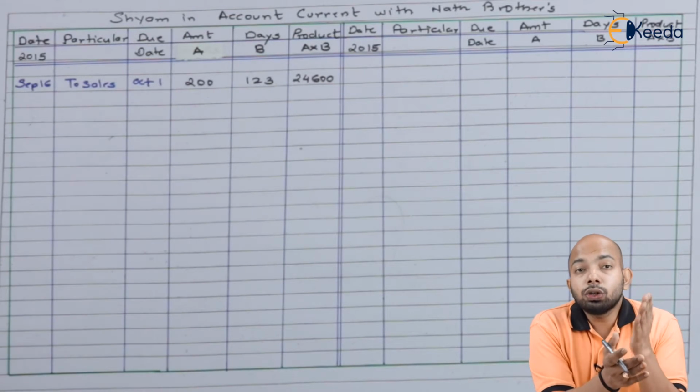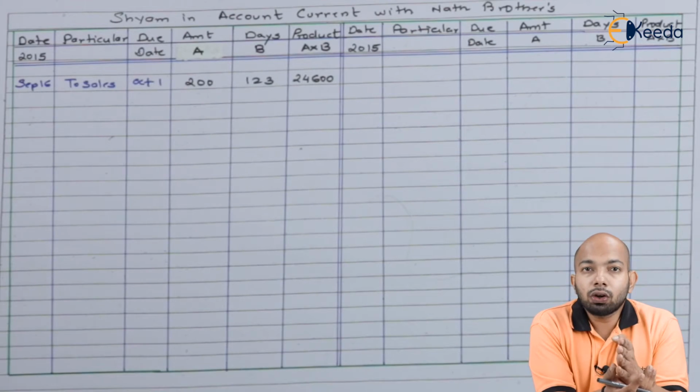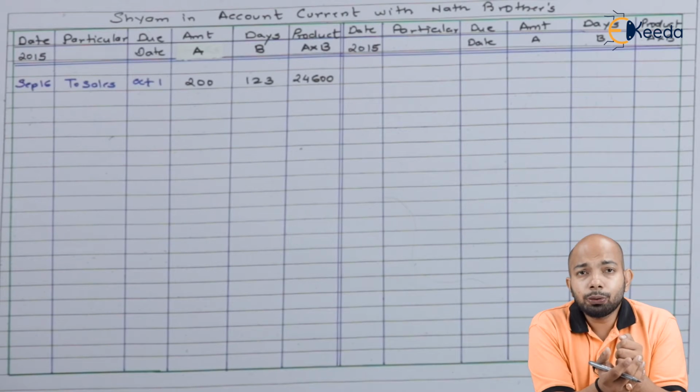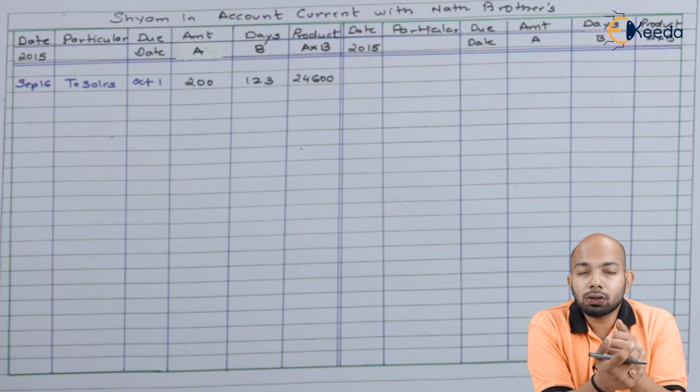In the same manner, you will go ahead and post every other transaction and every other detail with the product column being mentioned in it. So let's go ahead and figure out the product column, and in between we'll discuss these transactions as well. So let's complete it for 2015 first.